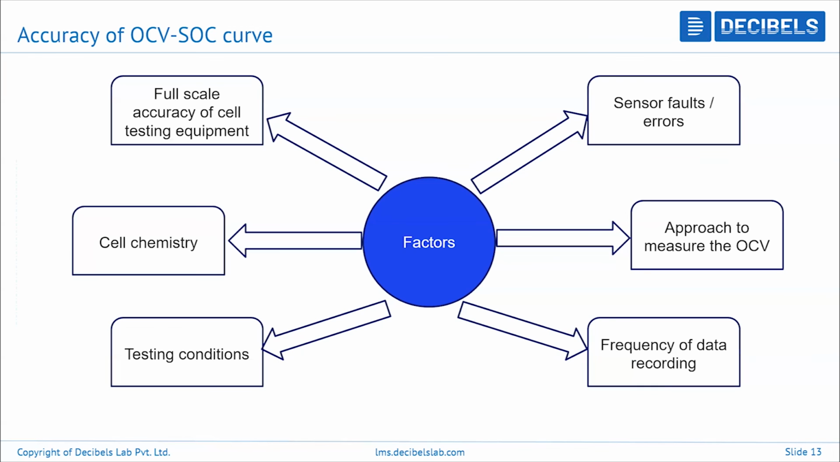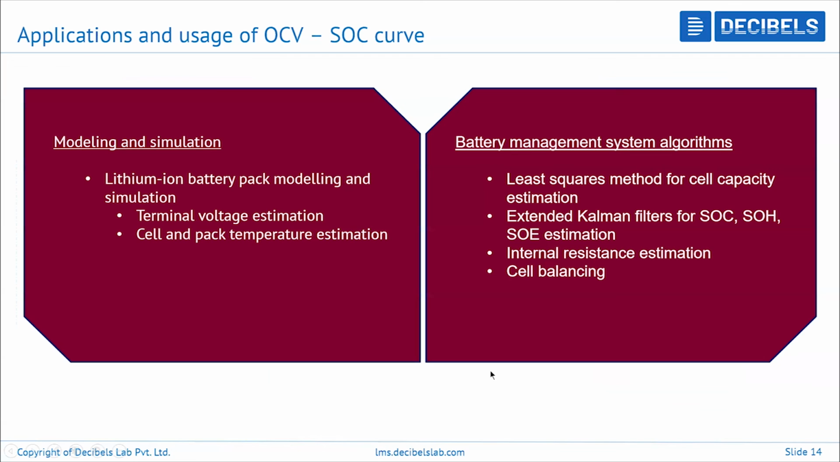Usually for NMC, we had seen that around 5% is a good interval, so pretty much any lower is not required. For LFP, 1% is usually preferred, where we have the complete change in voltage across the whole SOC window. With that, we come to the end. We just look at the applications, and then we can move on to the question and answers.